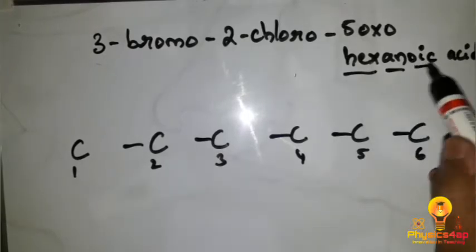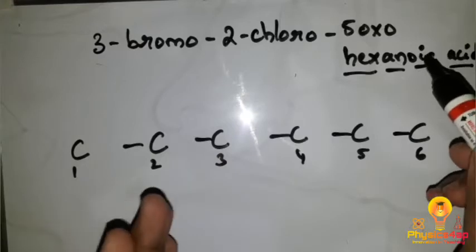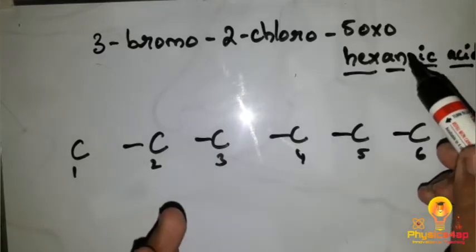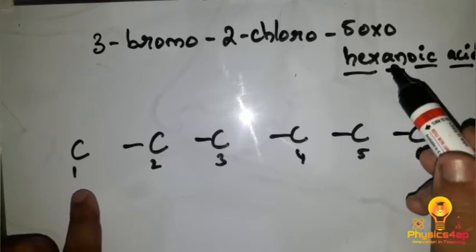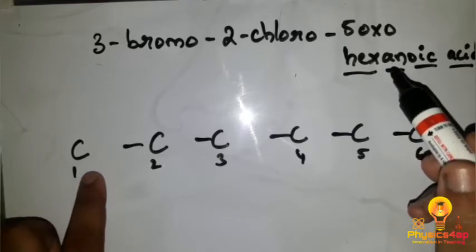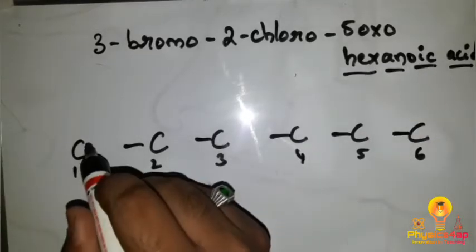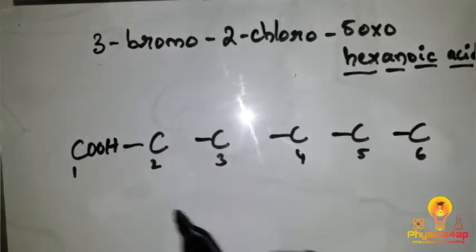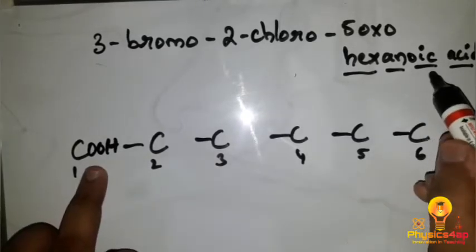Next, oic acid. Oic acid represents the carboxylic acid. So the carboxylic acid formula is COOH. That means it represents the first position. Already we have a C over here. Now what we have to represent is COOH. That means C is already present. OOH, carboxylic acid, which is the first position.